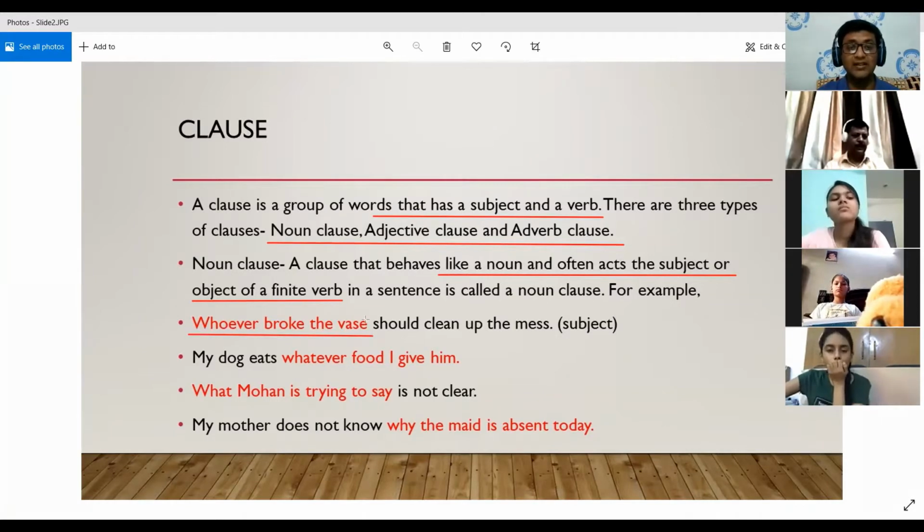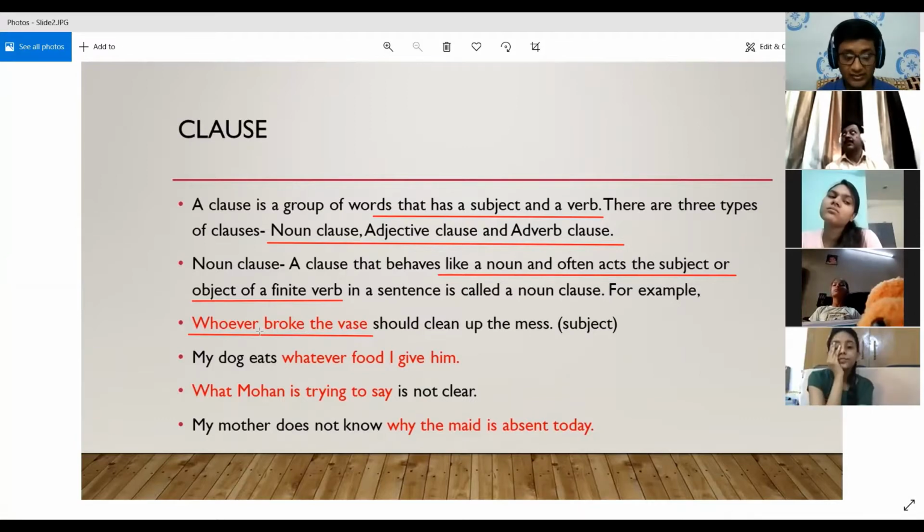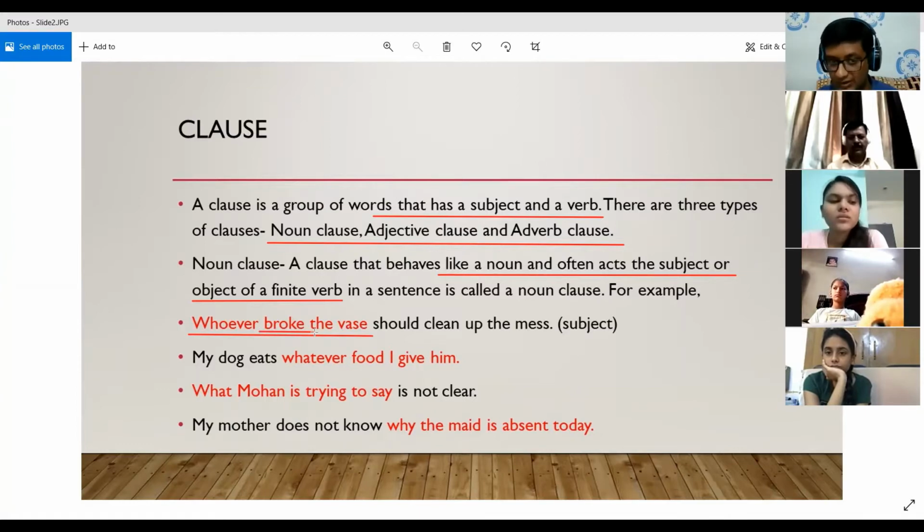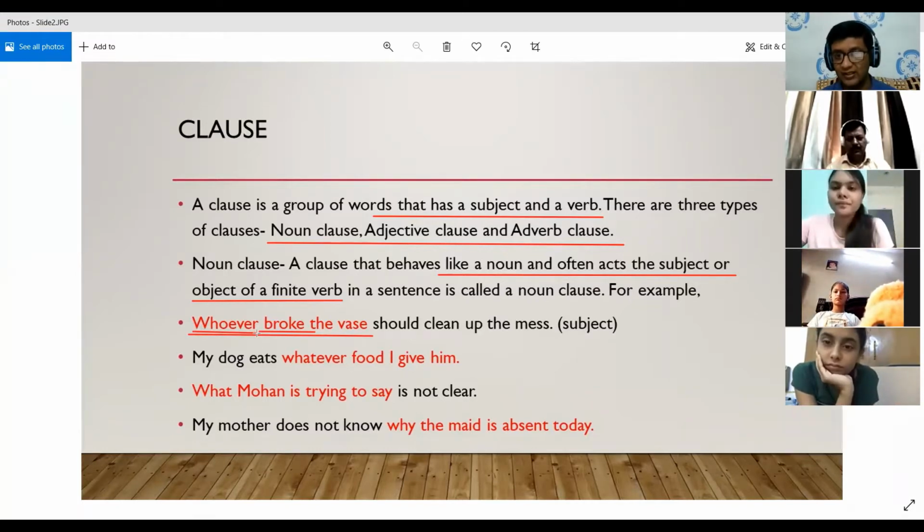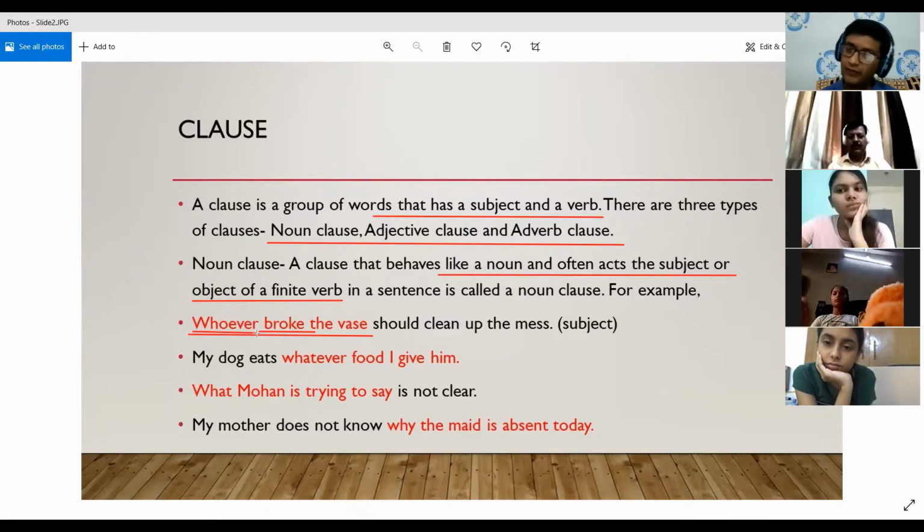So over here you can see that this group of words present over here is acting as a noun. And what is distinguishing it from a phrase? That is the presence of the verb broke, because in phrases we don't have verbs present in them. Whoever is the subject of this clause, and broke is the verb of this clause. Whoever broke the vase. So this is a clause, and this whole clause is acting as a noun in the complete sentence. Whoever broke the vase is the noun part. Should clean up the mess is the rest of the sentence. So it is performing the action of a noun clause over here.